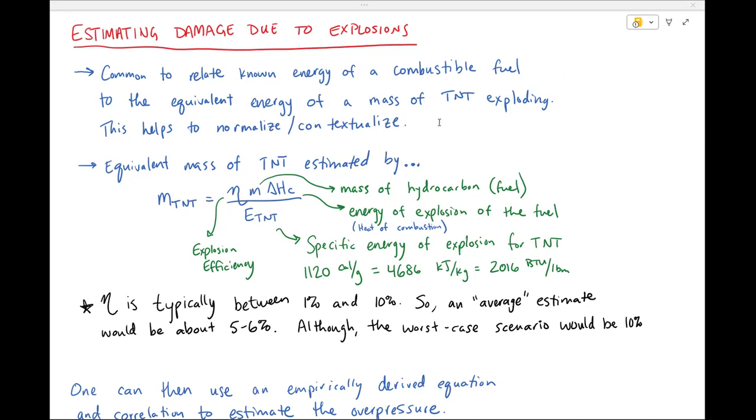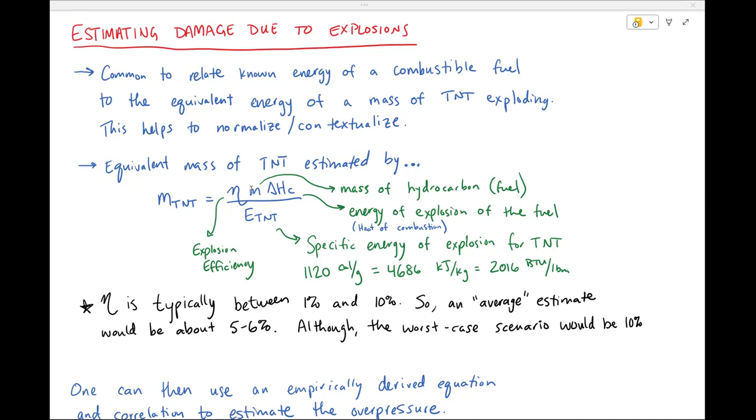There's an equation in the book, in the back half of chapter 6, where you can do that with the following equation, and this is going to be helpful for estimating the damage, which we'll talk about in just a second. So the equivalent mass of TNT that explodes is equal to eta, a parameter called the explosion efficiency. Eta is typically between 1% and 10%, so average would be about 5 or 6%, but the worst case scenario would be 10.